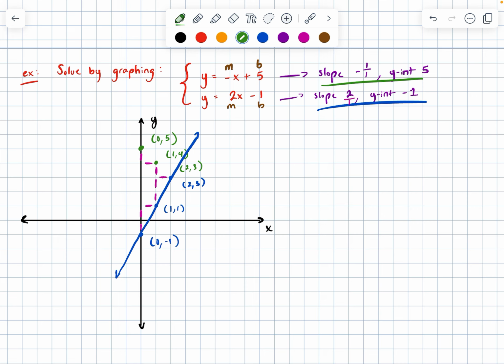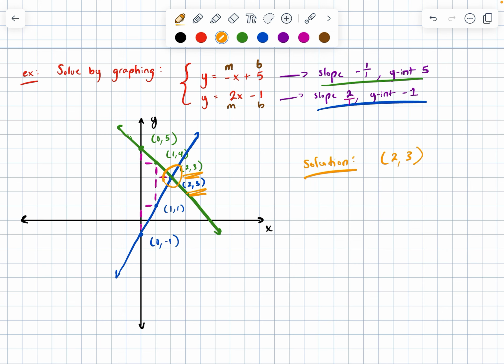So here's our blue line, our second one. Here's our green line, our first one. Fantastic. We can now see visually that this point, 2, 3, is a shared point between these equations. So indeed, what I'm doing by solving the system is finding their point of intersection. Good. So here is my solution, 2, 3.